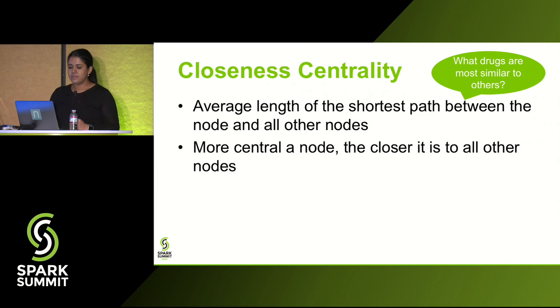The next algorithm is closeness centrality. It basically deals with understanding which drugs are most similar to the others. The more central a node, the closer it is to all other nodes. It's a very simple equation. It takes the average length of the shortest path between the node and all other nodes. So given drug A, I'm going to compute its shortest path to all of the other nodes. The shortest path is maybe a sum of each of the metrics, or maybe I could take a weighted sum, and so on, and then taking the average of that gives me the closeness centrality.